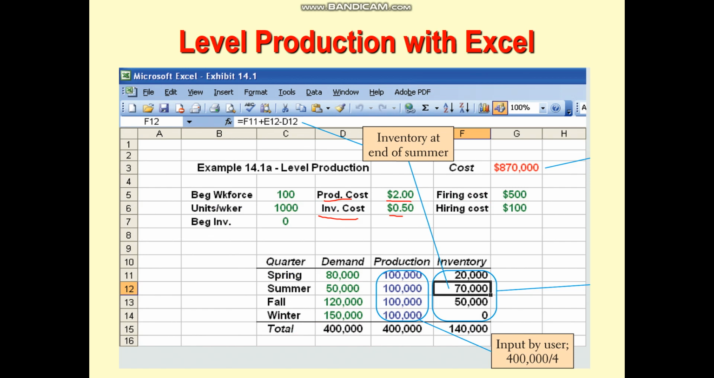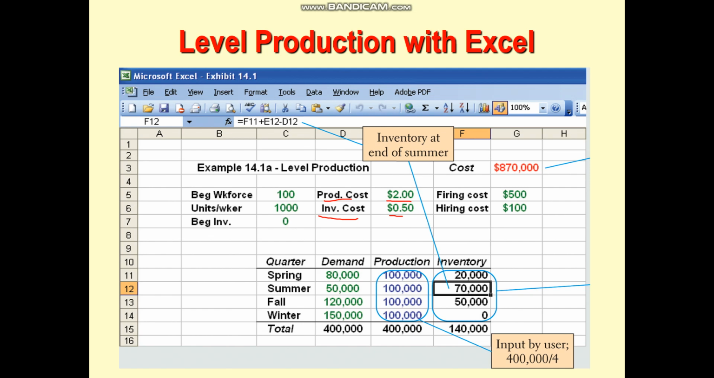Okay, we can also use Excel to calculate this problem. When the data is large, we cannot calculate by hand, so we prefer using Excel. Here we also have the column for the forecast demand and the column for production. And production here we calculate by taking the average of the total demand.